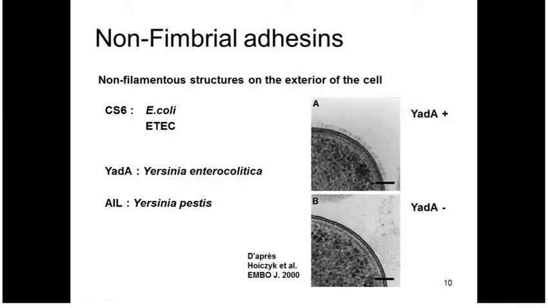Non-fimbrial adhesins: any kind of structure on the outside of the cell that is not filamentous. So Yersinia enterocolitica, the major adhesin is called YadA. This is the structure here on the outside of Yersinia enterocolitica. Yersinia pestis uses another molecule as its non-fimbrial adhesin, Ail.